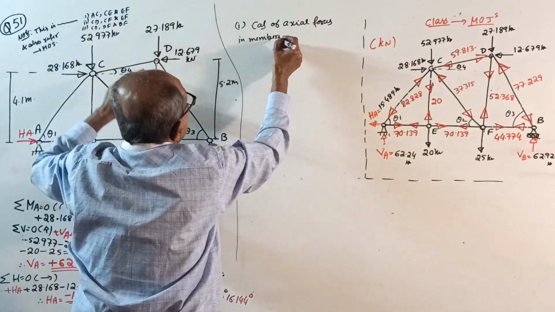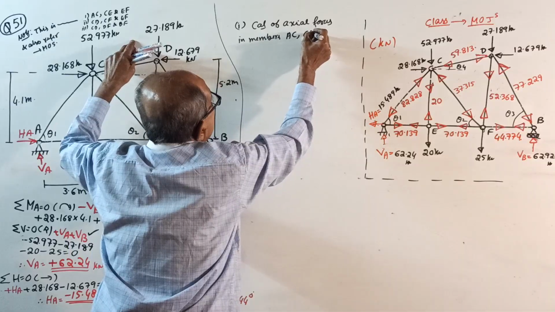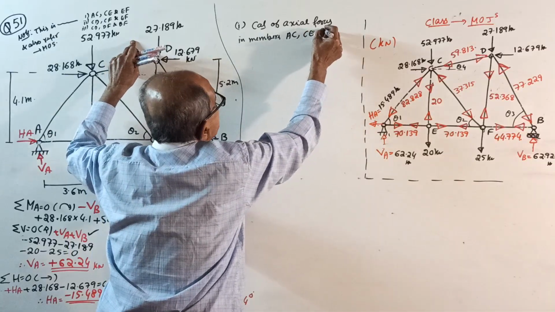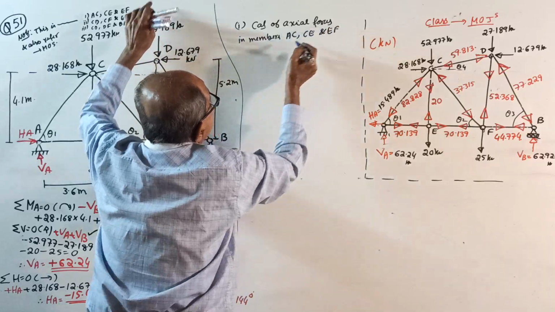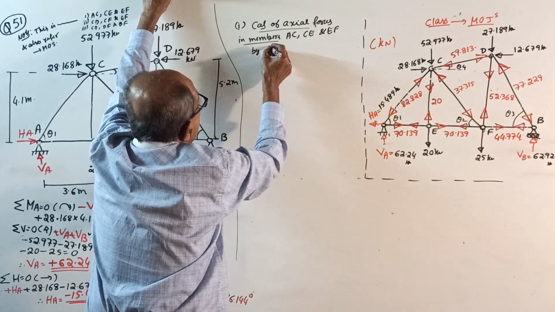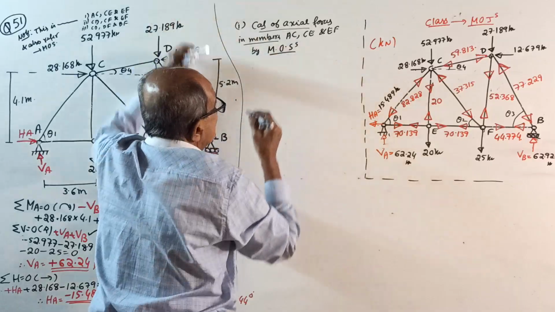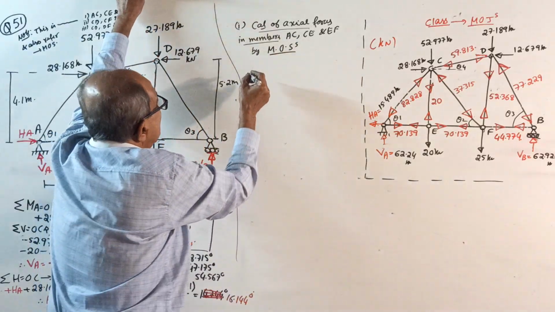Note it down here: AC, CE and EF. You take three separate questions. Don't mix up. Now, the space problem is method of sections. Method of sections. Okay.